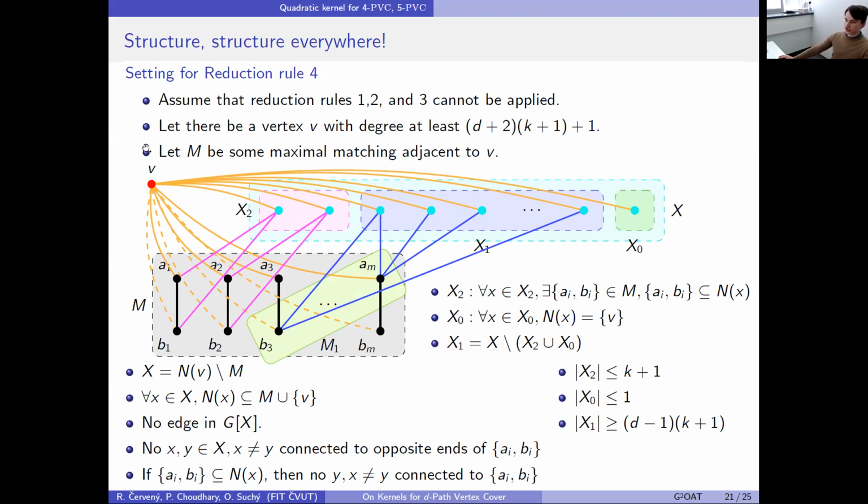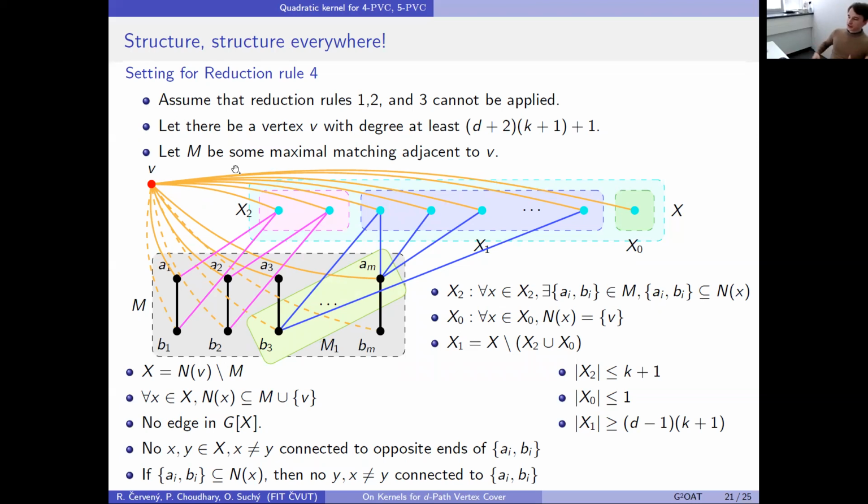So this is our setting, and then we look at what's remaining in the graph. The neighbors of V which are not in the matching M will be called this set X. There are some observations we can make about these vertices. One is that all the neighbors of these vertices must lie in the matching, or it is V.